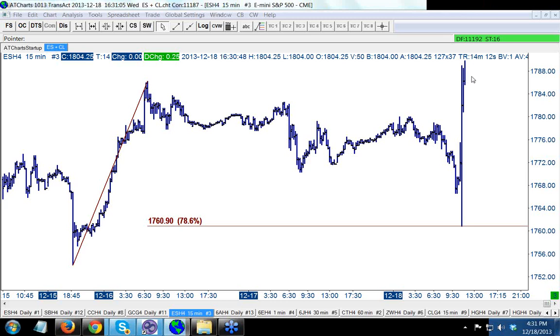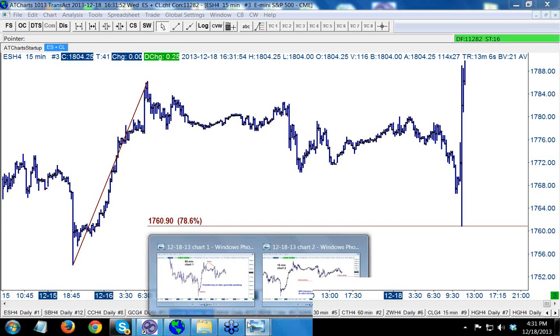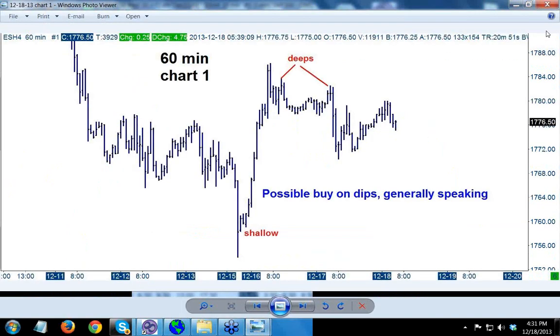Now, let me show you what I saw beforehand. I wasn't trading this. Let's take a look at some before charts and see what I was looking at here. Here's a 60-minute chart. The first thing I want to see is which way the wind is blowing. The key is to buy on dips, generally speaking. It's coming off of this low with a shallow up here. And then off of this high, we have a deep, and then a measure move within the measure move, deep. Here's another deep. So possible buy on dips. But dip to where? That's the question.